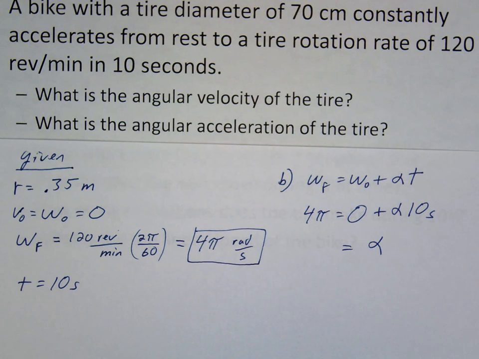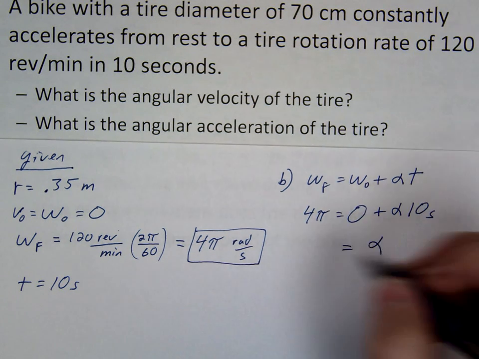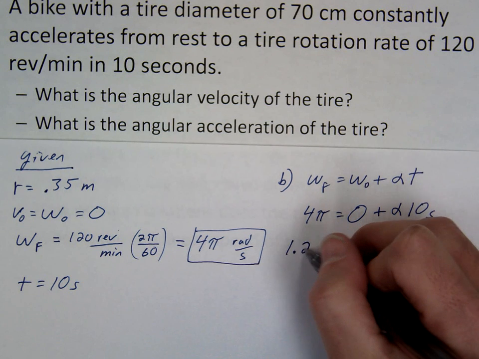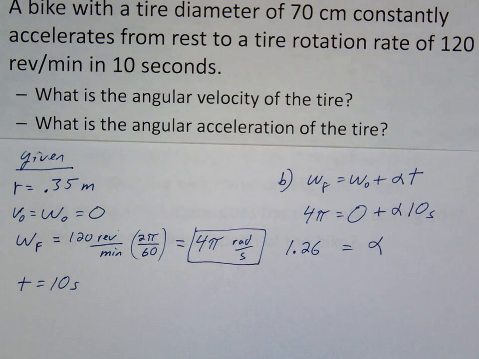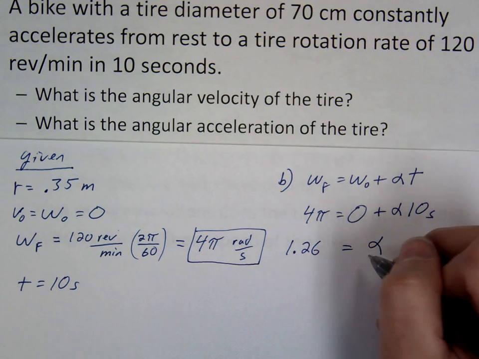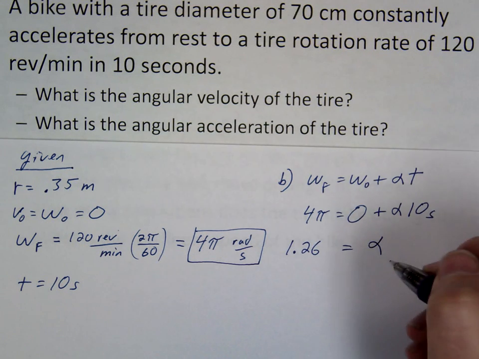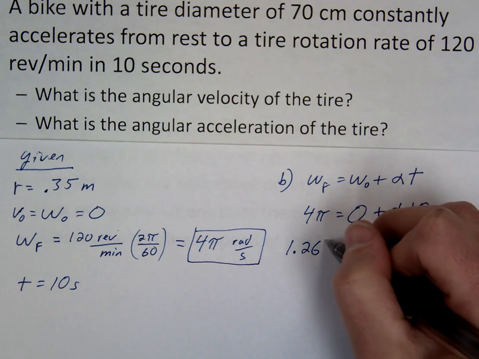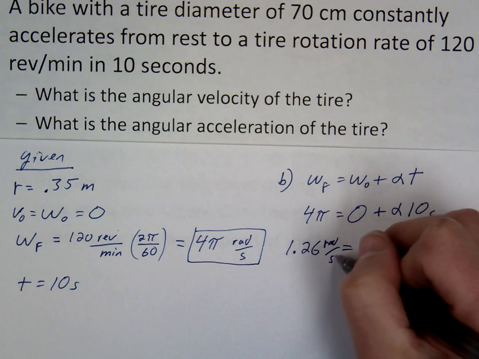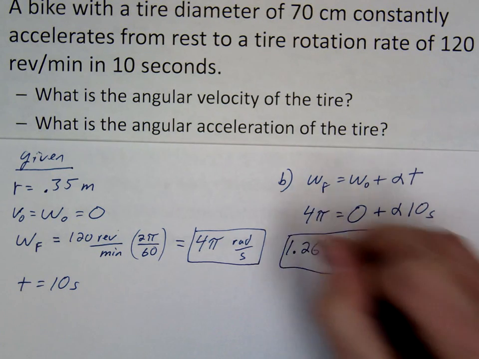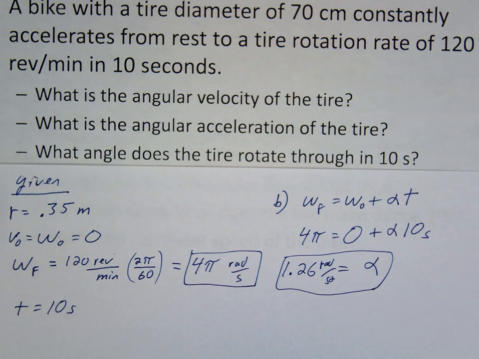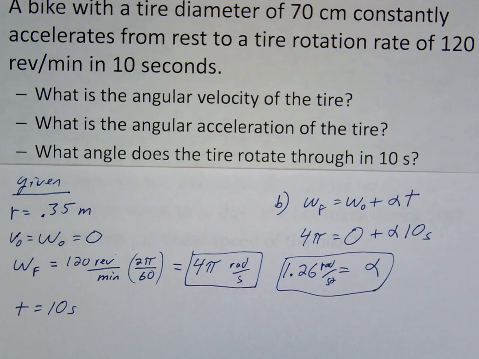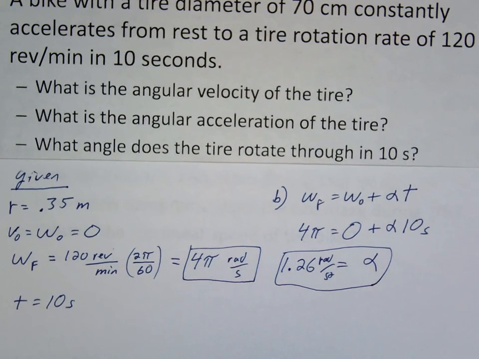So what are we getting for alpha? 1.26. So we'll just go to 3 digits. That's good. So that's going to be 1.26, and how do we write this? Looks good. Letter C, what angle does it rotate through in 10 seconds?